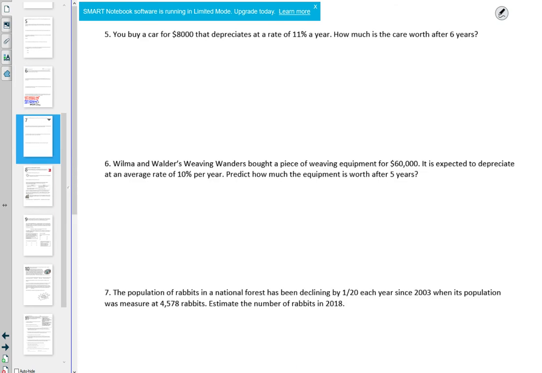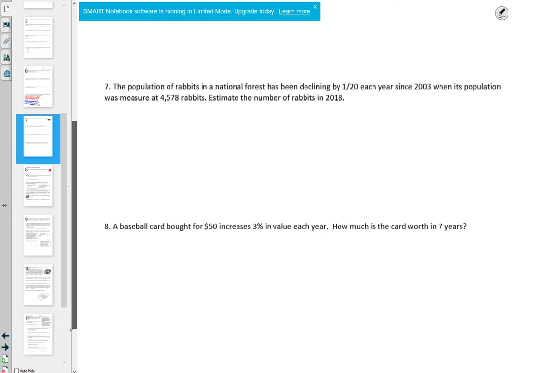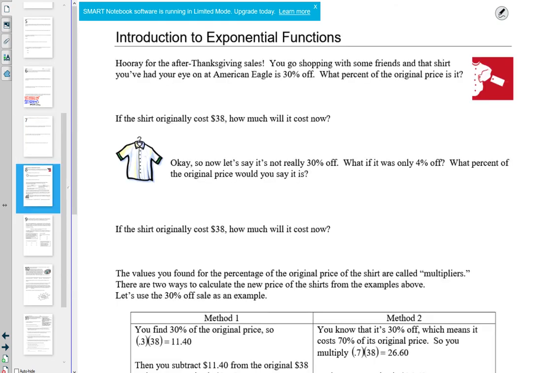Okay. Car depreciation we did. Wilma and Walder's Weaving Wonders, that's boring, it's just depreciation. Rapid population, boring. Baseball card. And, all right, let's do this one. I haven't had a chance to read through this whole thing, but this is supposed to be an activity, so I'm curious how this is going to work out. I've never used this before. I just found it, and let's see if it's any good.